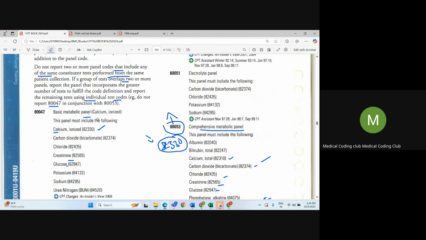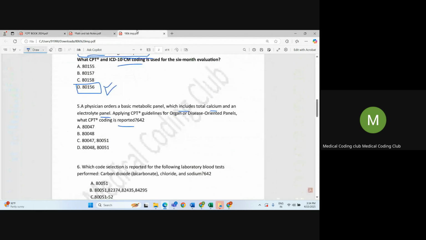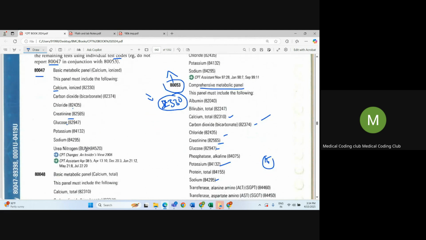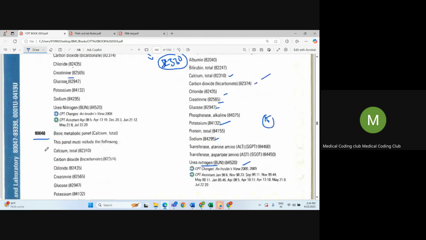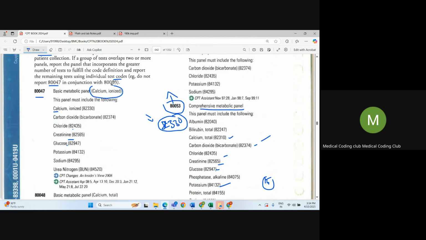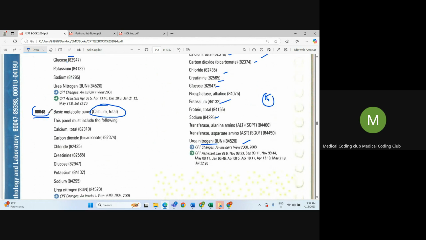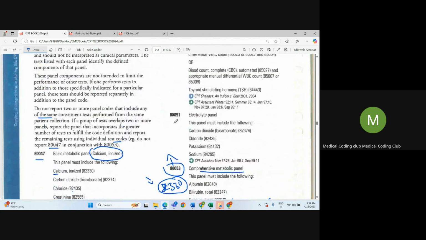And now in the question, you can see the physician orders basic metabolic panel, which includes total calcium, and an electrolyte panel. So two panels. One is basic metabolic panel, which includes calcium total. Okay, so you can see under basic metabolic panel, we have two separate panel codes, 80047 and 48. One panel includes calcium ionized, and one more panel includes calcium total. Okay, so you have to now refer between basic metabolic panel, calcium total, and electrolyte panel.